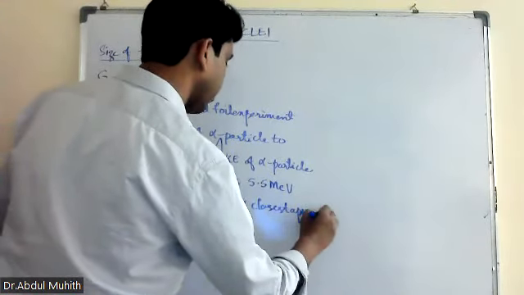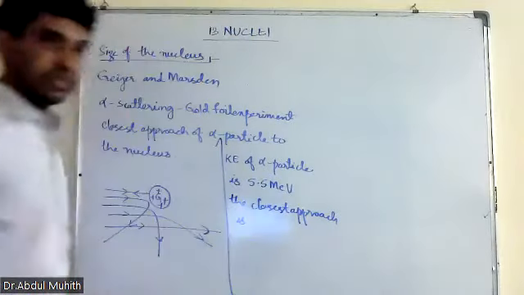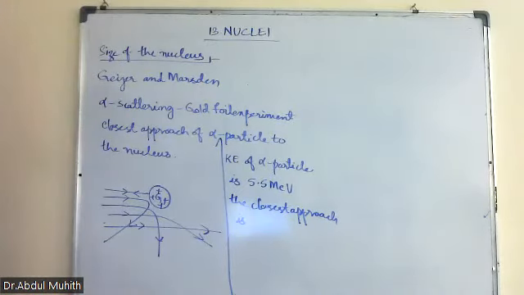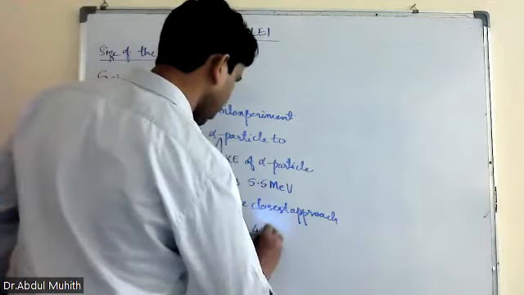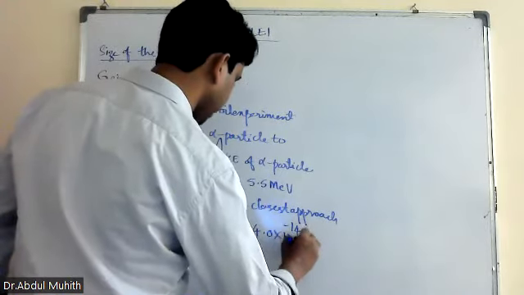Why am I going into detail? Because this type of question they can ask in assertion-reasoning problems or MCQs. Okay. Now, how much is the closest approach? The closest approach is 4 into 10 to the power of minus 14 meter. They found this out from this experiment.